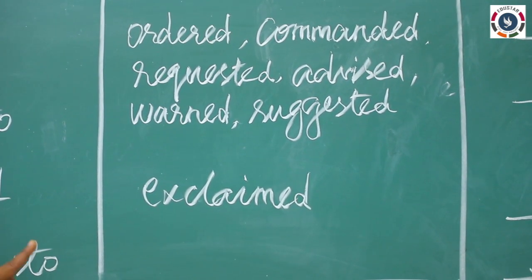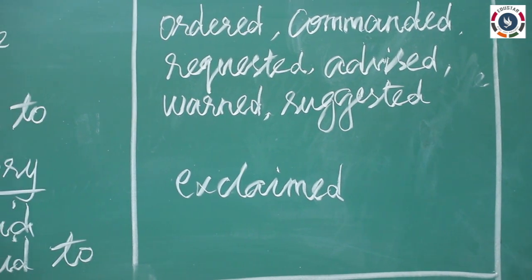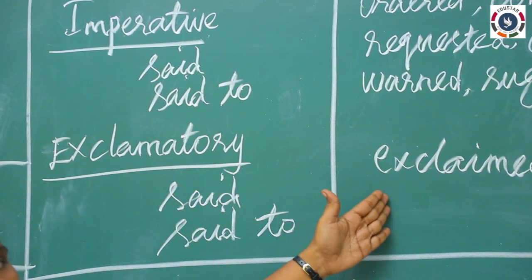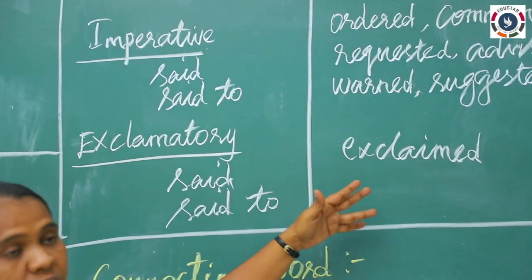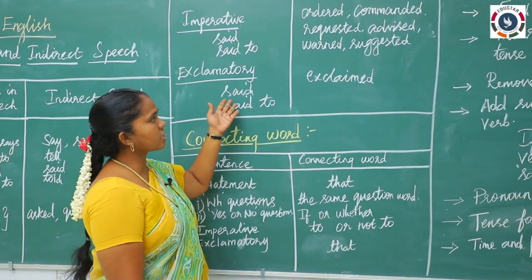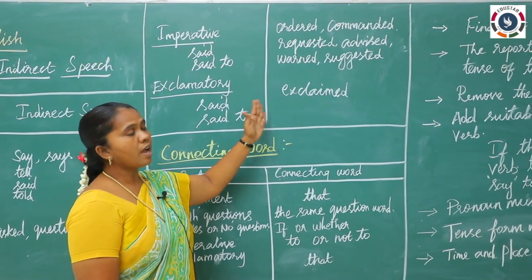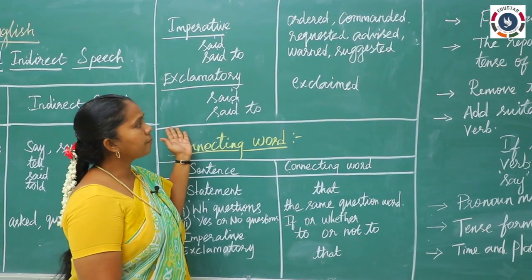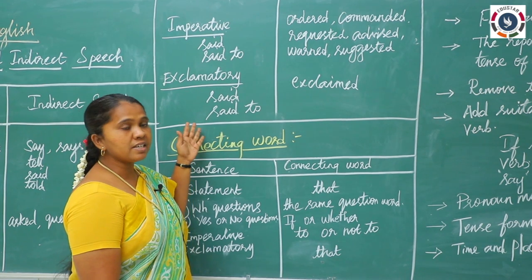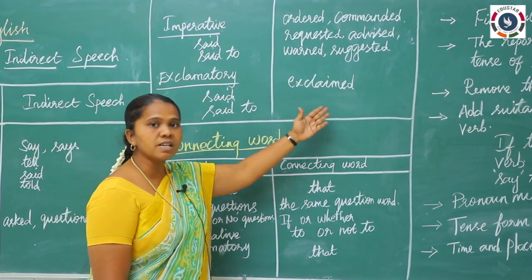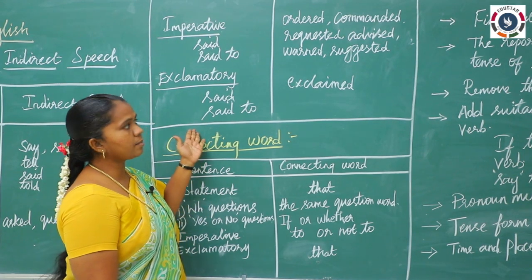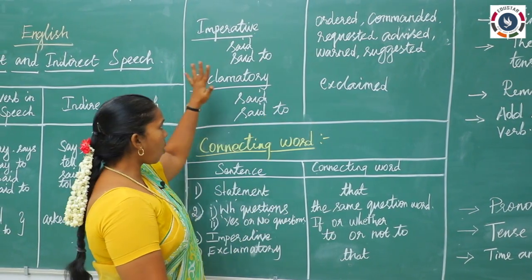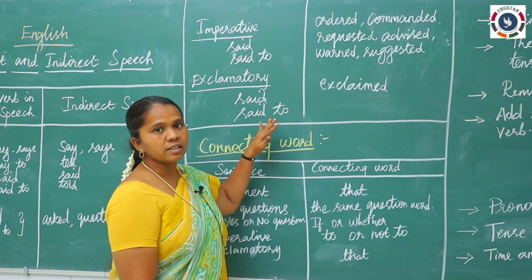You can choose any one word according to the sentence. For an exclamatory sentence, here also only one word you can use in the indirect speech, that is "exclaimed". Whether it is "said" or "said to" in your direct speech, "exclaimed" will be the word. While reading the sentence itself, you will come to know whether it is a happy or sad exclamation. If it is a happy exclamation, you can write "exclaimed happily", or if it is a sad exclamation, you can write "exclaimed sadly". So this is what you can learn about the reporting verb.